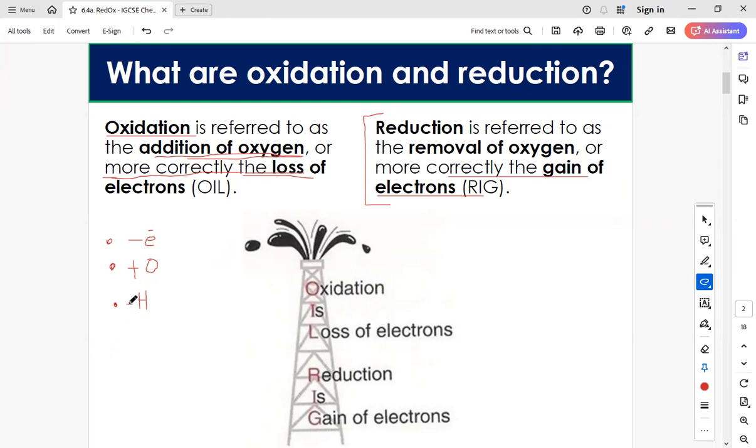The reason is that when you lose hydrogen... I think, I don't know. Let me check, wait.